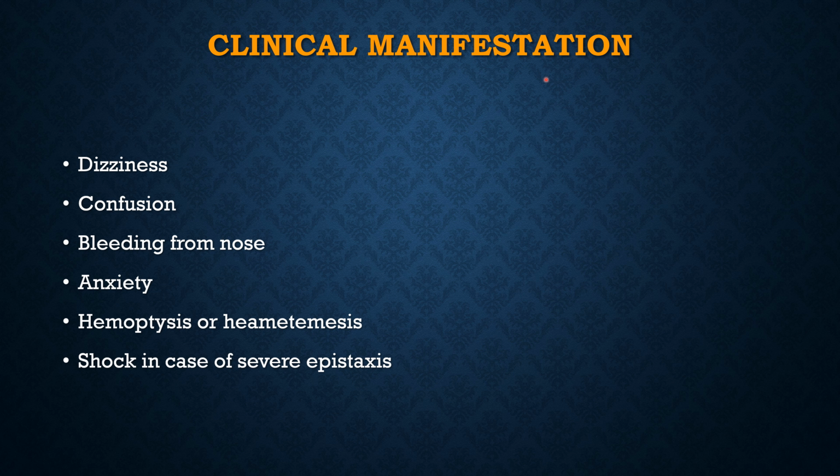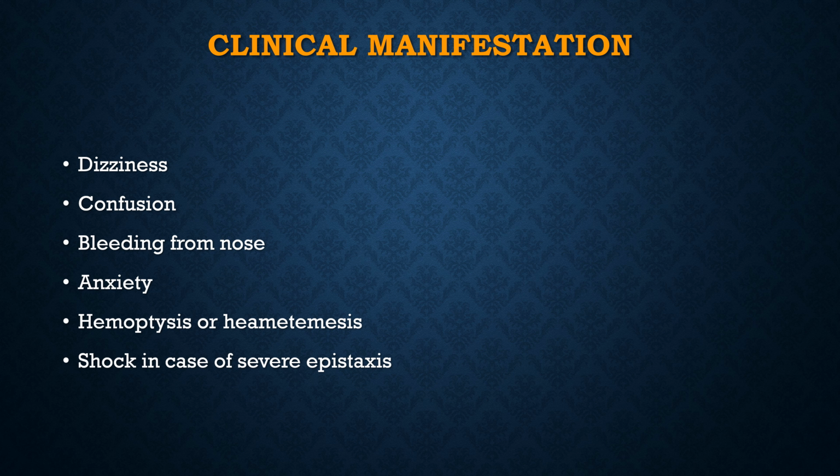Coming to the clinical manifestation, there is dizziness because of excessive bleeding. Confusion can be there. Bleeding from the nose. Anxiety can be there because the person has become anxious. What has happened suddenly to him? He is having bleeding from his nose. So anxiety is a very common thing. Hemoptysis or hematemesis. Hemoptysis means coughing up of blood, and hematemesis is vomiting, bleeding while vomiting. Shock in case of severe epistaxis. In such cases, we have to give the person fluids and transfuse blood.